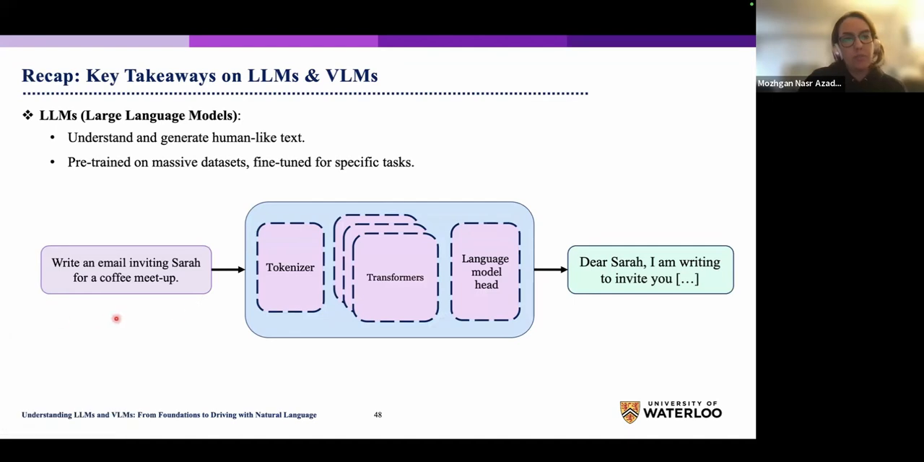Let me start the laser pointer. We see that we can have a prompt. We give it to the blue box LLM, and we take a look inside an LLM, where we have a tokenizer, decoder-only transformers, and a language head that produces one token at a time for the response. And we say that this process is called autoregressive.